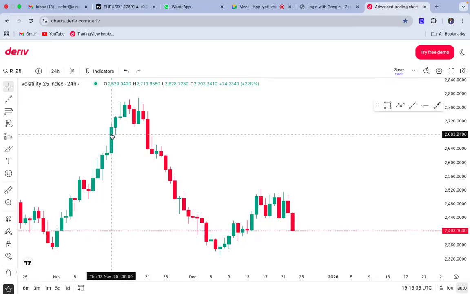What do we use this for? It tells us exactly where the candle opened within that particular day, which was the 13th of November, 2025. On the 13th of November, the market opened around 2,629.04 and closed around 2,703.24. The highest it went was 2,713 and the lowest it went was 2,626. This is key information that we will use later when we are doing the technical analysis.